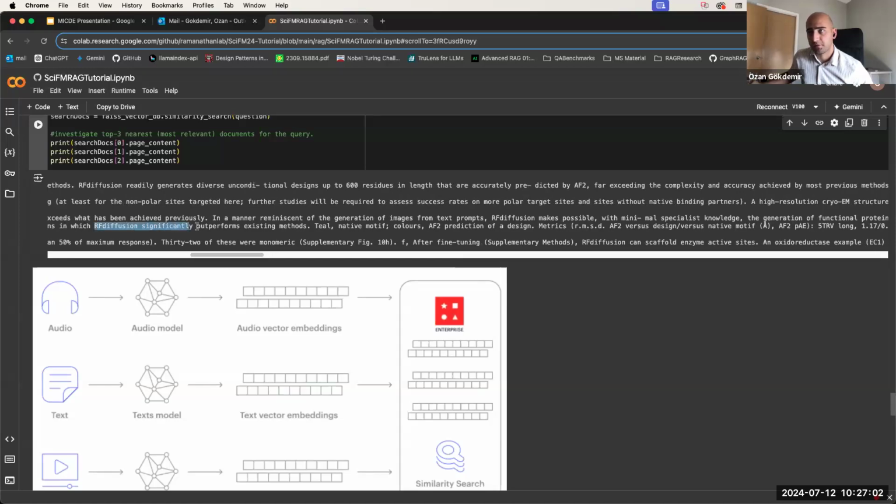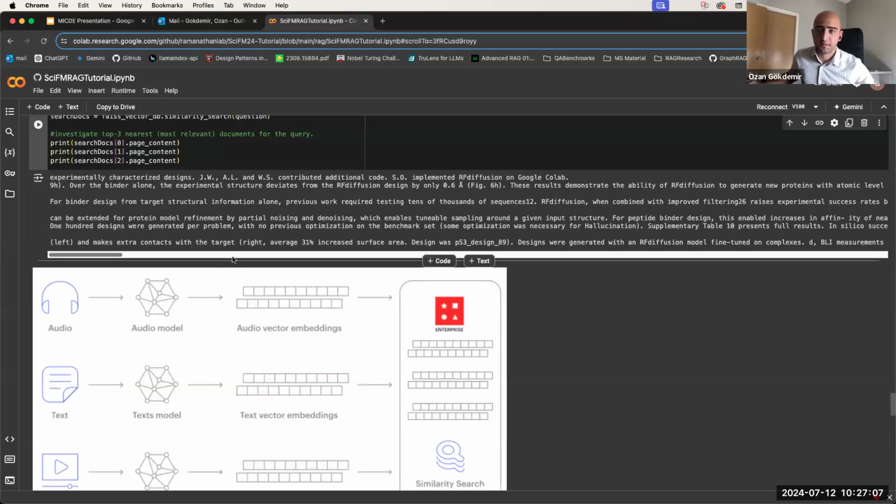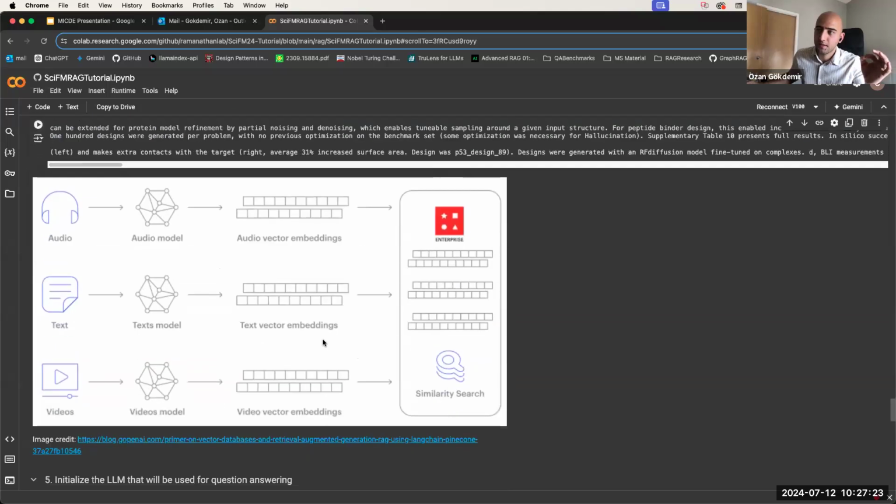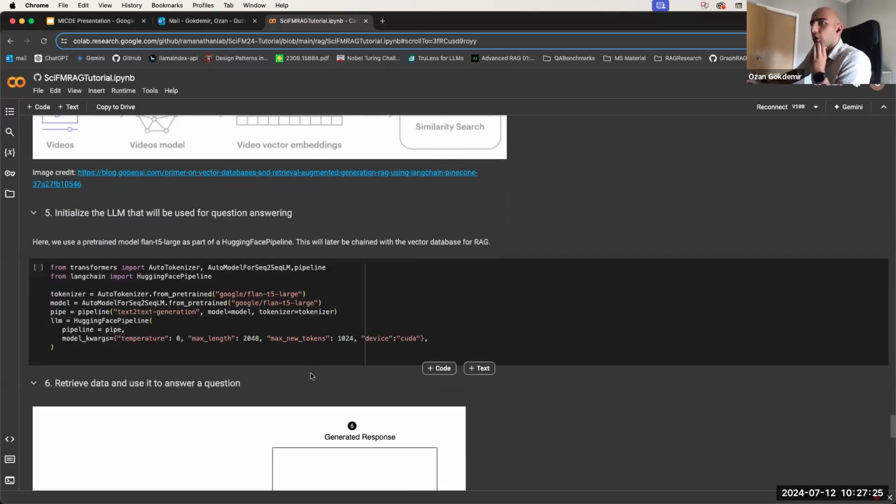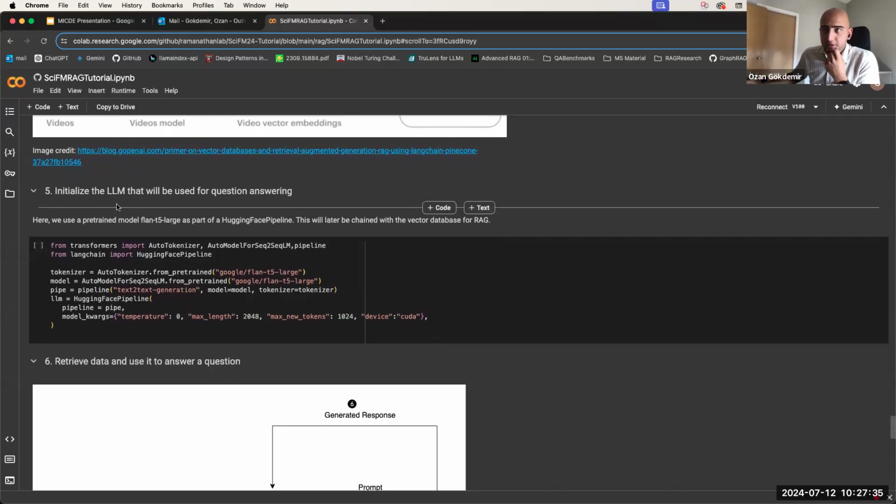This is talking about how RF diffusion significantly outperforms existing methods. To make it clear, there are 7 papers there, and one of them is talking about RF diffusion. So when you look at our top 3, all 3 we got are RF diffusion related papers. So that's a precision of 100%. Recall, I don't know. That depends on how many RF diffusion chunks are in your vector store.